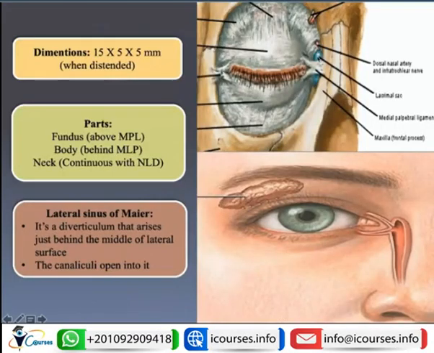It has dimensions of 15 by 5 millimeters when distended, and consists of three main parts: the fundus, which is above the medial palpebral ligament; the body, behind the medial palpebral ligament; and the neck, which is below the medial palpebral ligament and continuous with the nasolacrimal duct. The lacrimal sinus of Meyer is present here, and the canaliculi open into it, as we said.